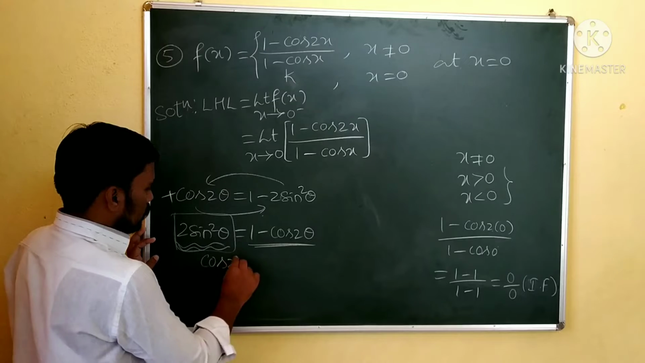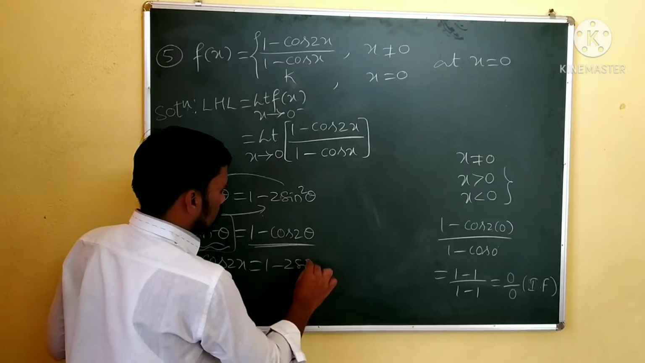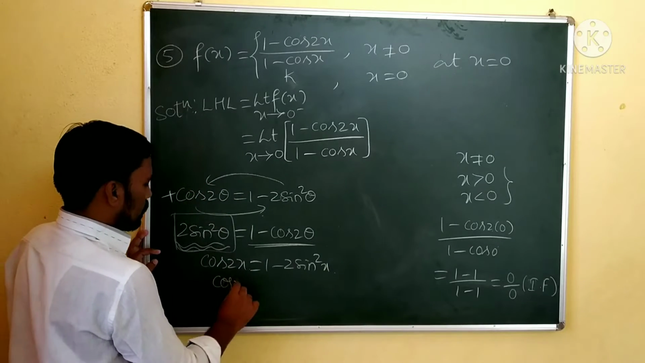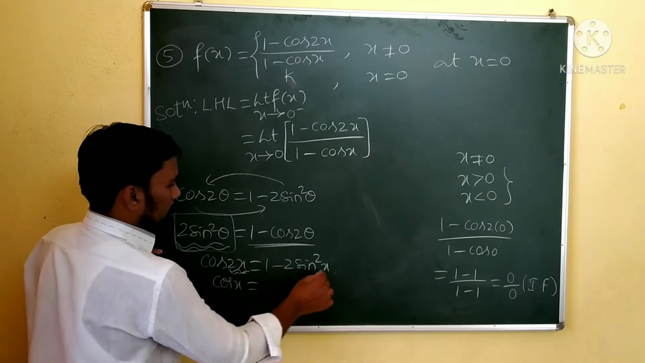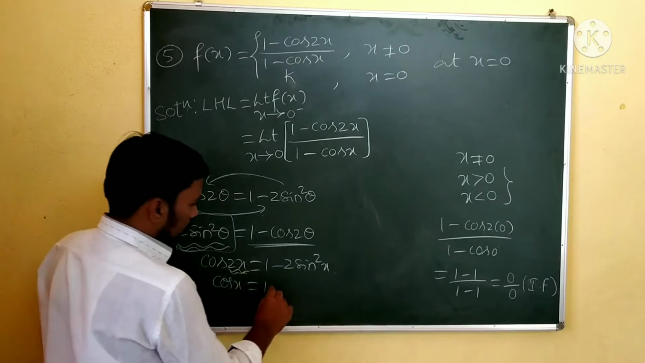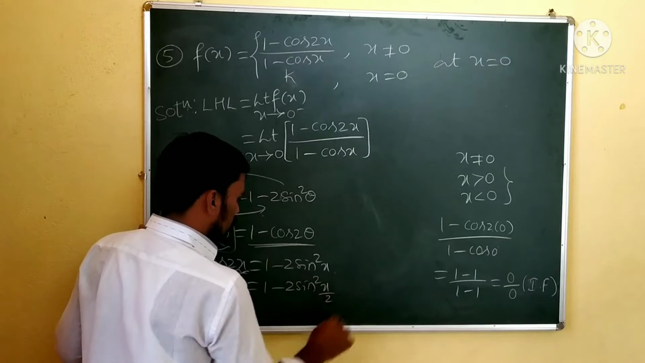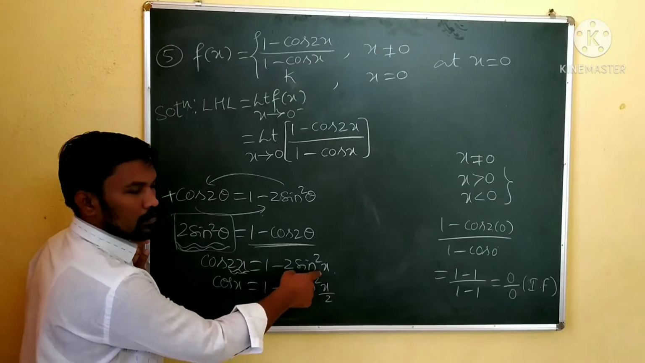Cos 2x is nothing but what? Cos 2x is nothing but 1 minus 2 sin square x. So cos x is nothing but, with 2x becoming x, 1 minus 2 sin square x by 2, since half of x is x by 2. Cos 2x is equal to 1 minus 2 sin square x.